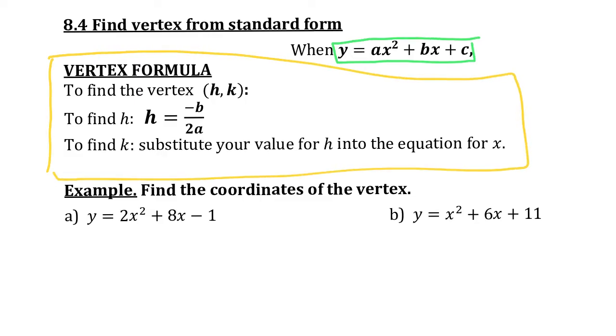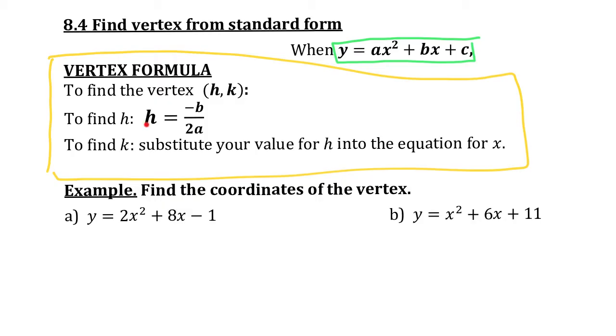Okay, so the vertex formula comes from standard form. And it helps us calculate the x and the y coordinate, which we call h and k. So if you want to find the x coordinate, which we call h, it's going to be negative b over 2a, where b is the coefficient on the x and a is the coefficient on the x squared. Once we do an example, we'll be able to see it better.